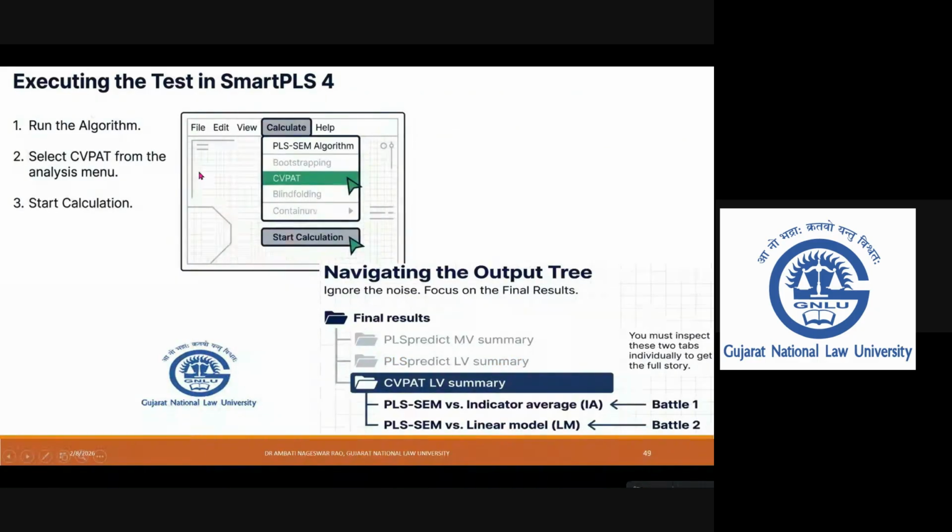So we are going to conduct PLS-SEM with the help of the CVPAT, and we are going to compare the PLS-SEM score with the indicator average score, and compare the PLS-SEM with the linear model score.